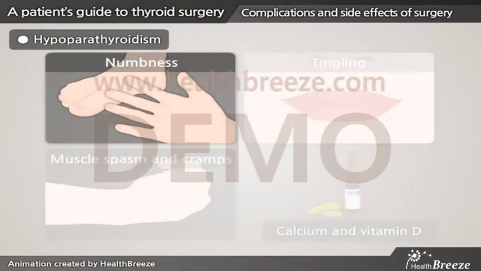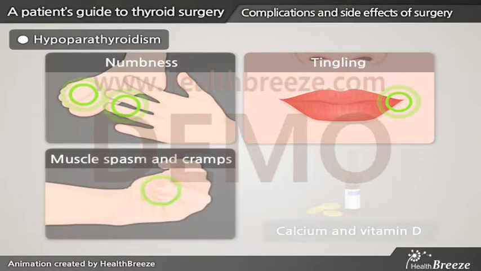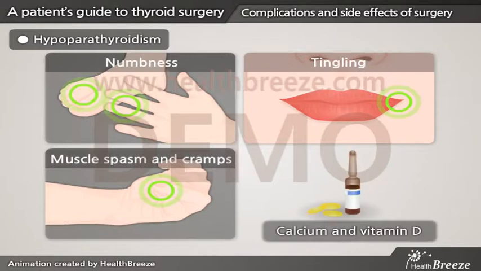When the parathyroid hormone level drops, your blood calcium level also decreases, which may cause numbness and tingling around your mouth and hands. Your symptoms may progress to muscle spasm and cramps. These symptoms are usually treated with supplementary oral calcium and vitamin D to improve your symptoms and calcium level.